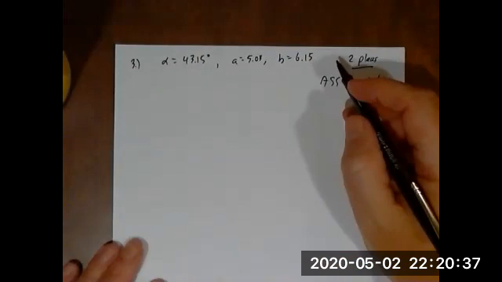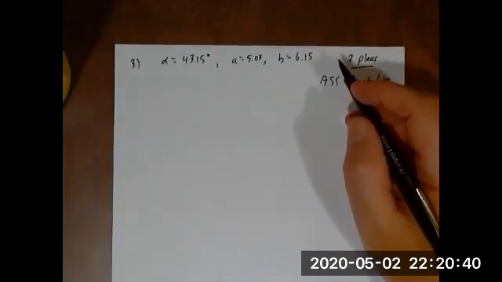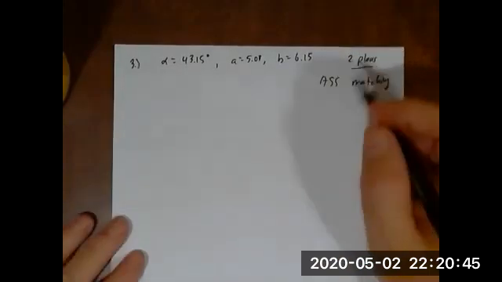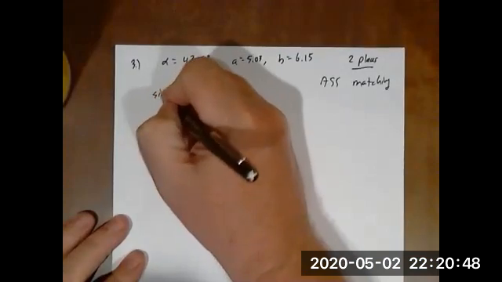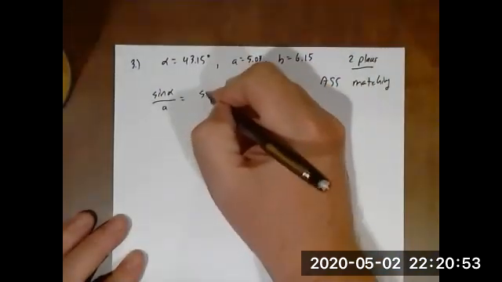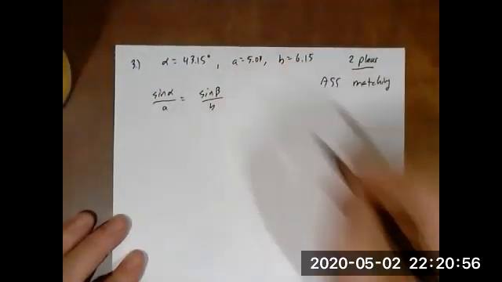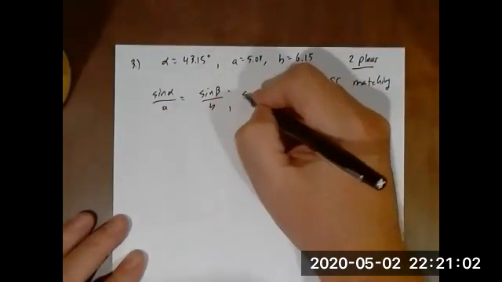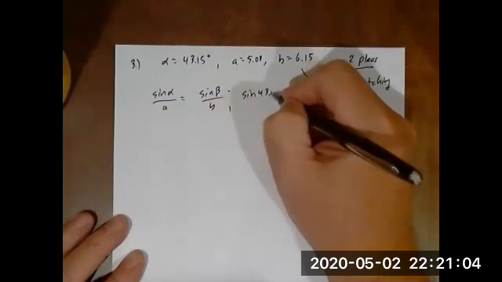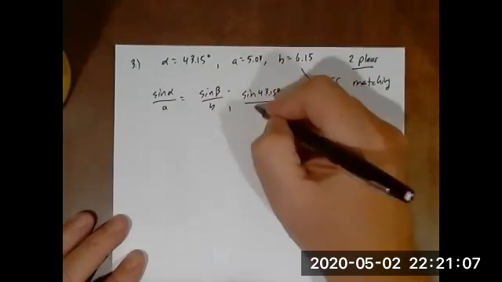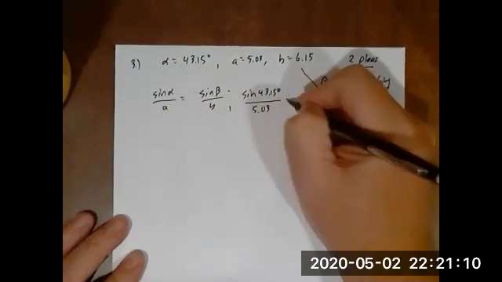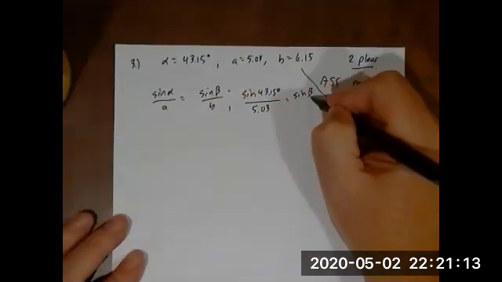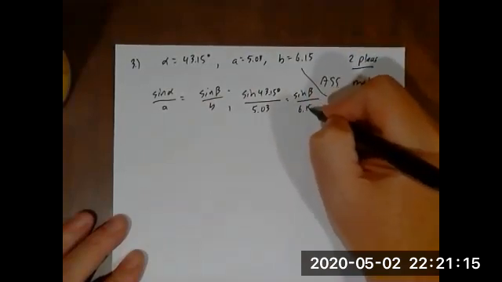So now I'm going to use law of sines to see what I have. And once again, I could have no triangle, one triangle, or two triangles. So applying the law of sines, sine of alpha over A, since I'm given side B, sine of beta over B. Let's go and fill the numbers in. So sine 43.15 degrees over A, which is 5.03. And then sine of beta over 6.15.